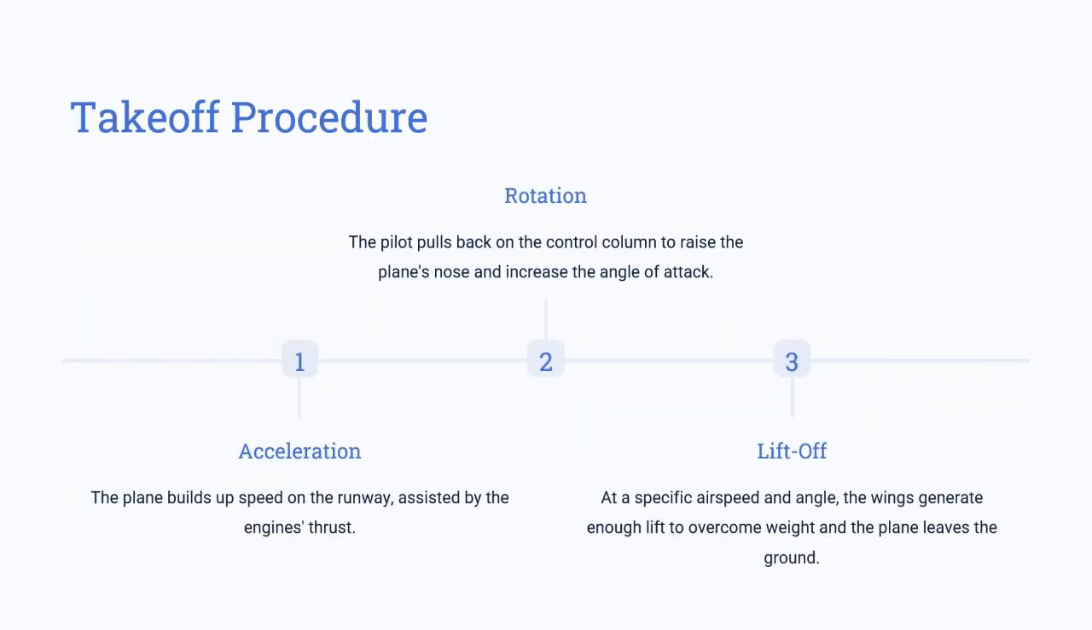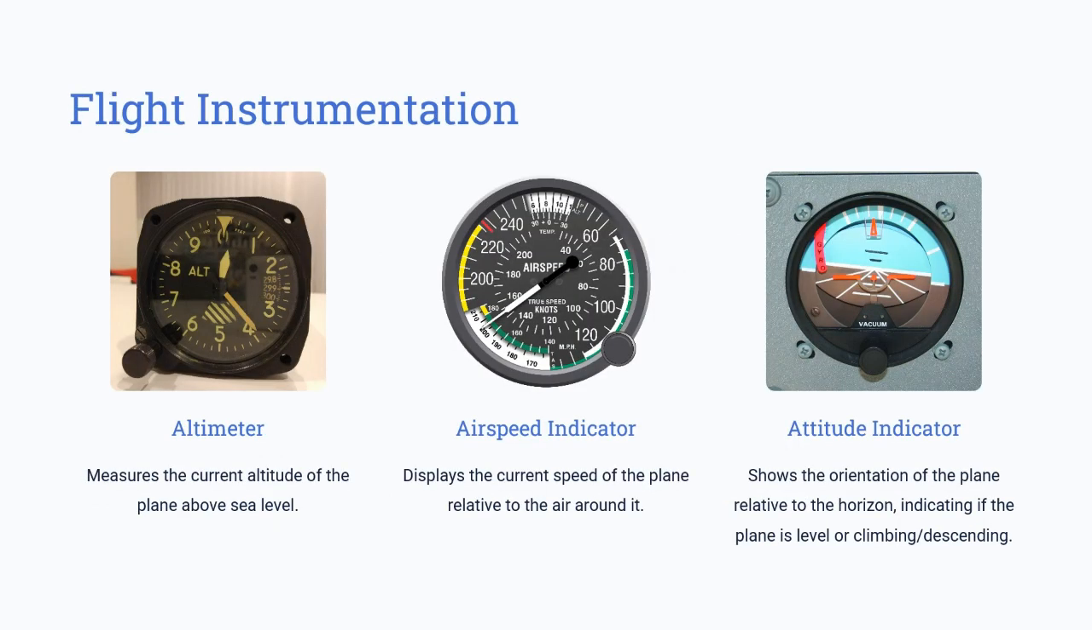1. Acceleration. The plane builds up speed on the runway, assisted by the engine's thrust. 2. Rotation. The pilot pulls back on the control column to raise the plane's nose and increase the angle of attack. 3. Lift off. At a specific airspeed and angle, the wings generate enough lift to overcome weight and the plane leaves the ground.